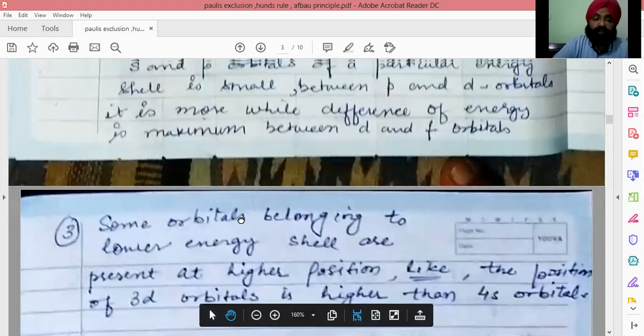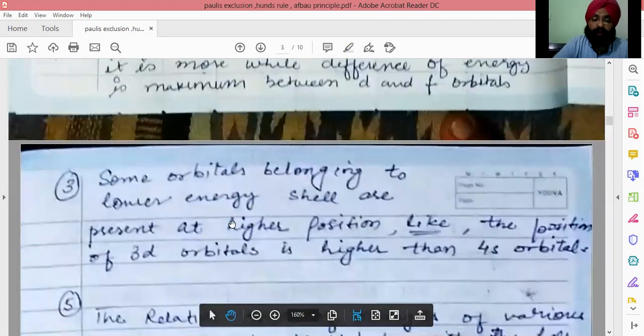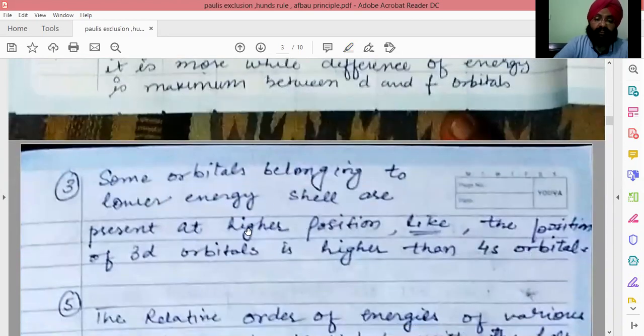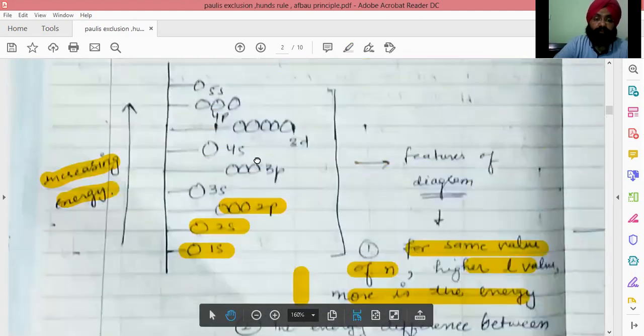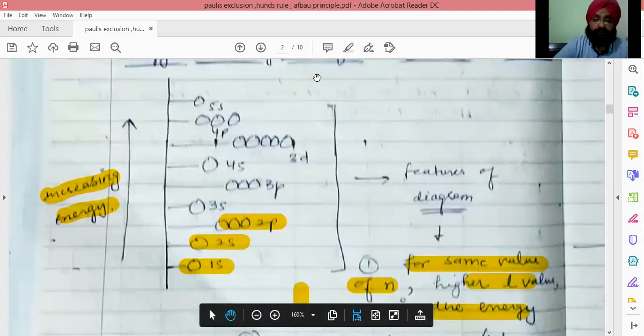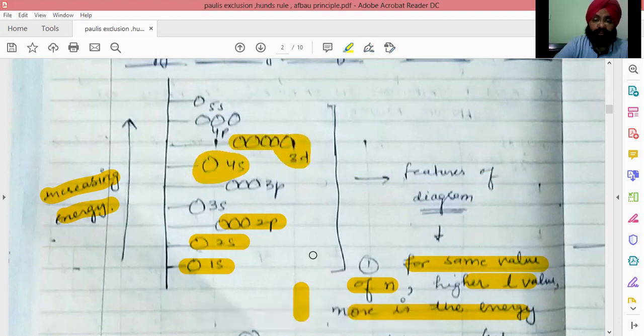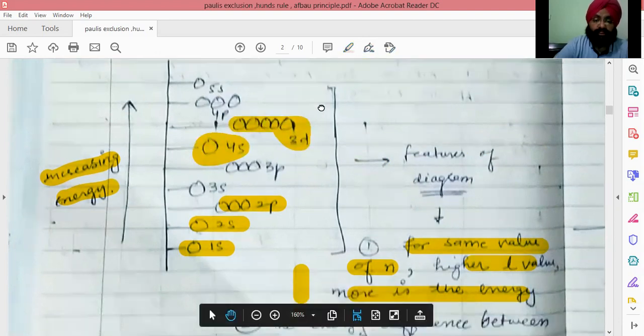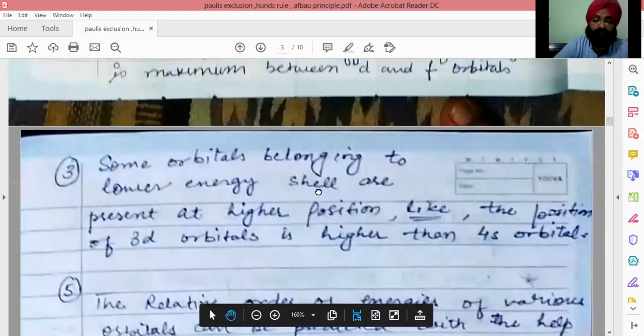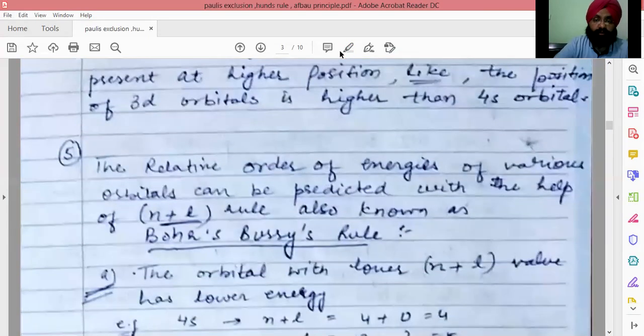Now, some orbitals belonging to a lower energy shell are present at a higher position. So here in this diagram, 4s is at a lower position than 3d. Now, why is it so? There is a rule according to which these are arranged, and that rule is known as the Bohr-Bury rule, which is also known as the n plus L rule.